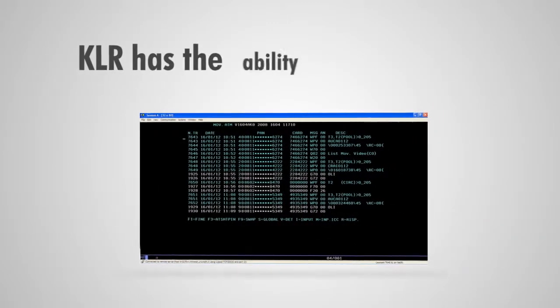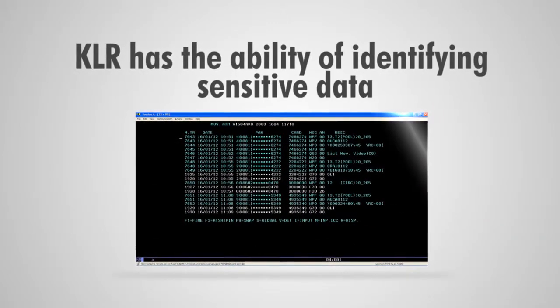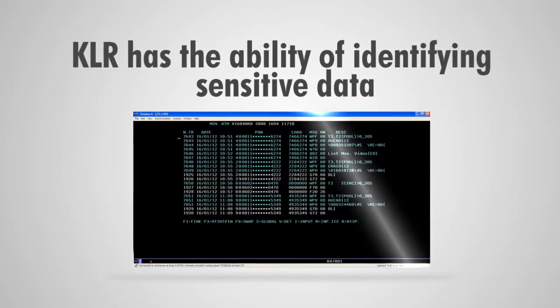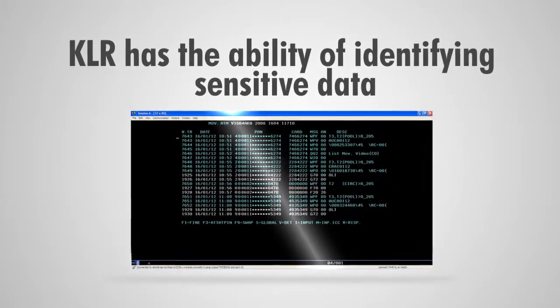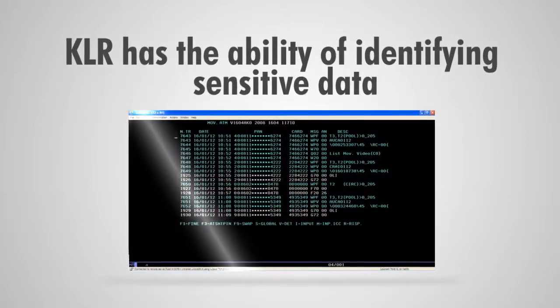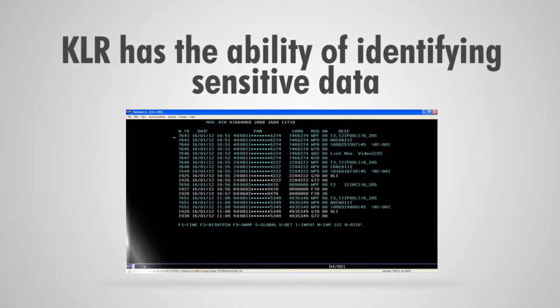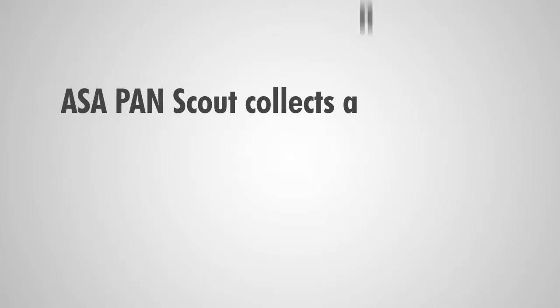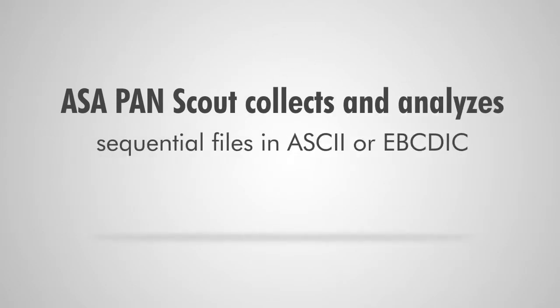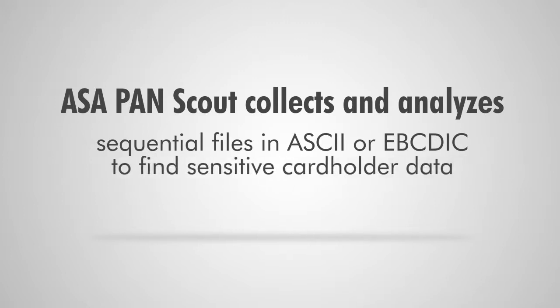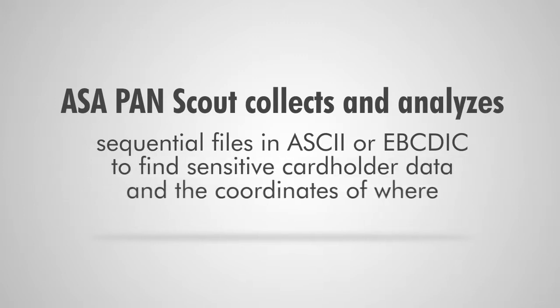KLR has the ability of identifying sensitive data, such as cardholder data, inside the customer's applications and consequently mask, automatically or semi-automatically, the sensitive data found. ASA Pan Scout collects and analyzes sequential files in ASCII or EBCDIC to find sensitive cardholder data and the coordinates of where they are located.